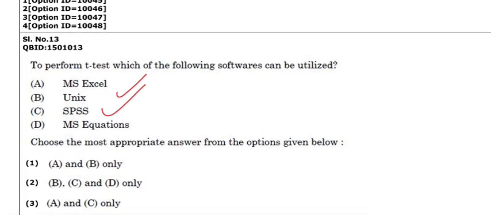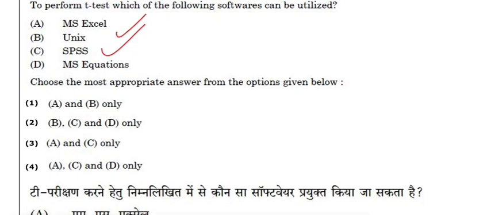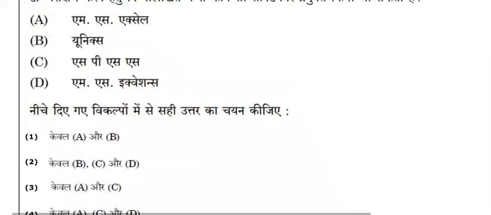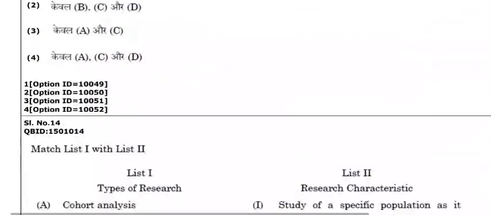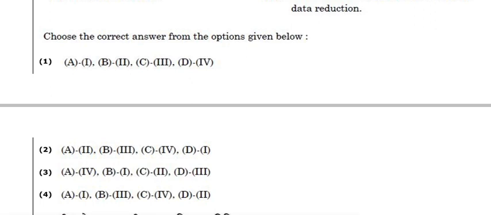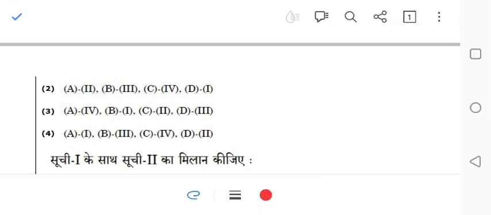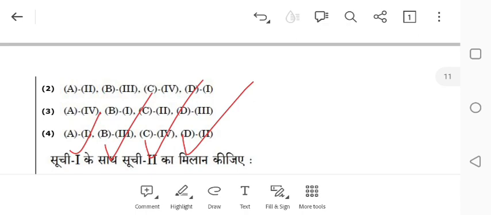Number 13. We have done. Now we have 14. For 14, what will be the correct answer? These kinds of options are given, you can check it out. D will be correct. A will be related to 1, then B 3, C 4, D 2. 14 done.